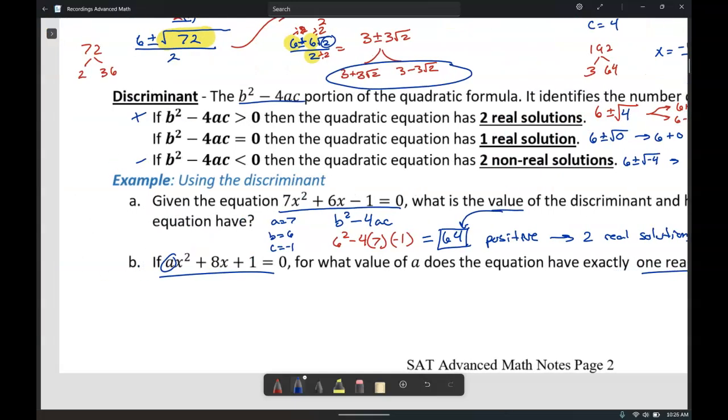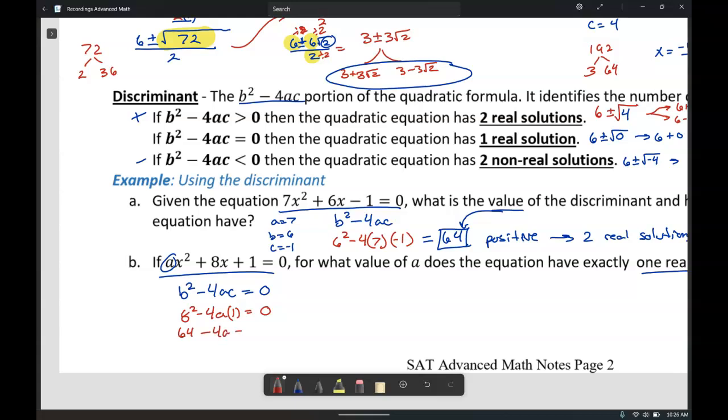Now for the next one, what we want to do is identify what value of A gives this quadratic exactly one real solution. So that means that our discriminant, when we evaluate it, has to equal 0 in order for us to have one real solution. So we substitute our values in. We don't know what A is, so we leave it as a variable. And then we solve for A.